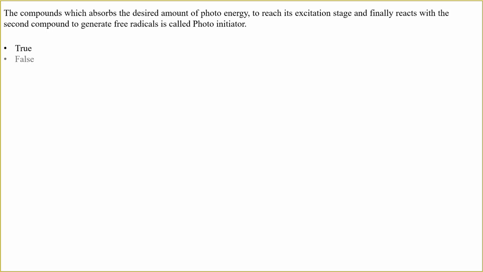The compounds which absorb the desired amount of photoenergy to reach their excitation stage and finally react with a second compound to generate free radicals are called photoinitiators. So the entire statement is correct except that it is not called a photoinitiator, it is called a photosensitizer. Photosensitizers absorb the desired amount of photoenergy and get excited to generate free radicals. Once it reaches the excitation stage, it will start generating the free radicals. So this statement is false, because it's not a photoinitiator, it is called a photosensitizer.